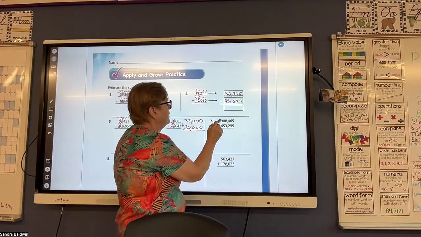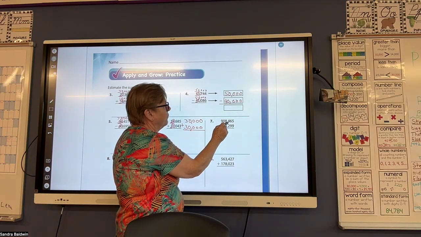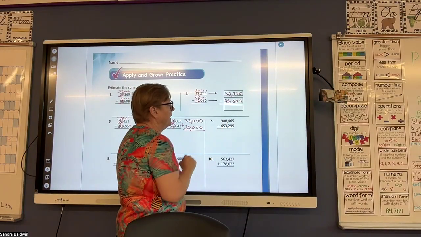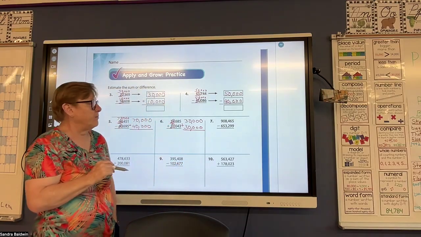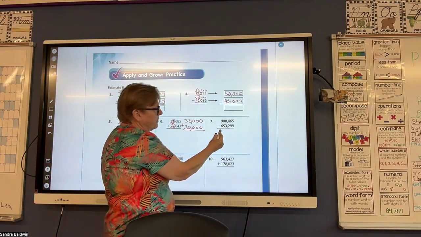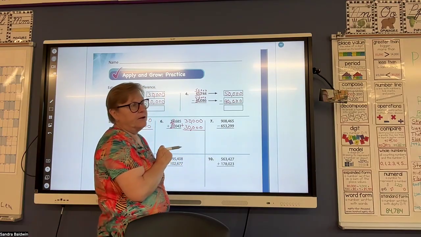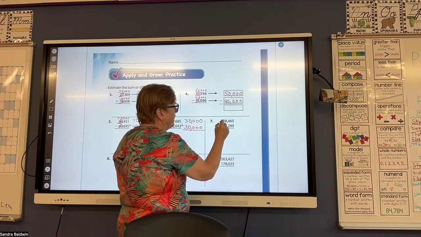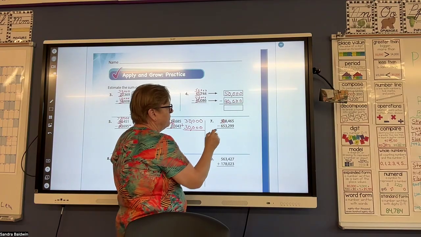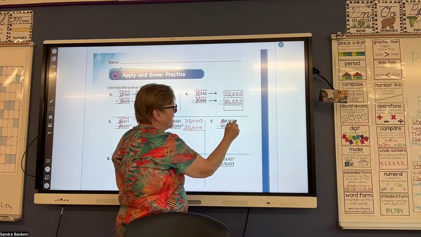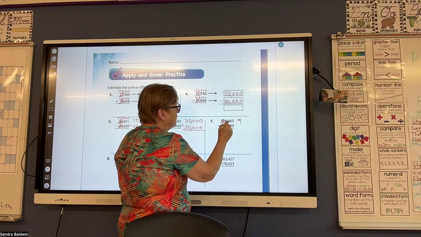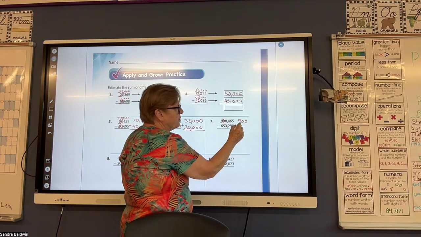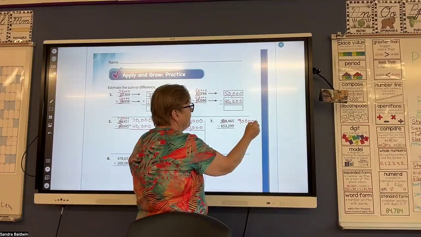Number 7, 908,465 minus 653,299. We're estimating, remember. So this time there's 6 digits, so I'm going to round to the nearest 100,000. 9 is in the 100,000 place. The 0 is in the 10,000. That's less than 5, so I'm going to keep that 9. And then 1, 2, 3, 4, 5. Substitute zeros for the remaining digits.